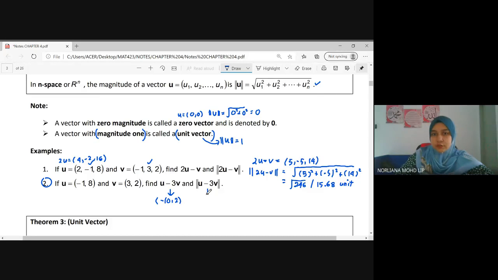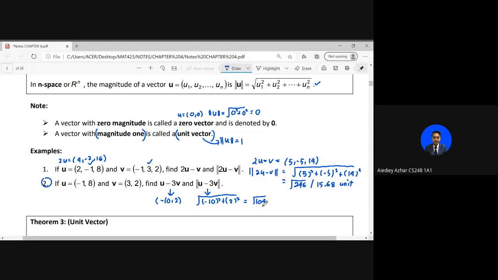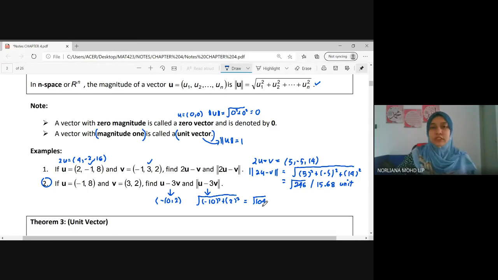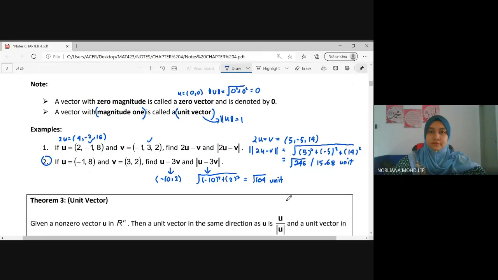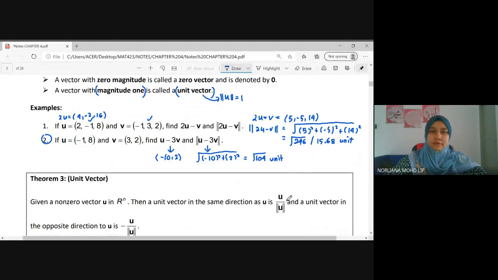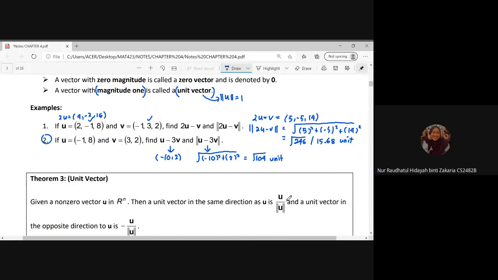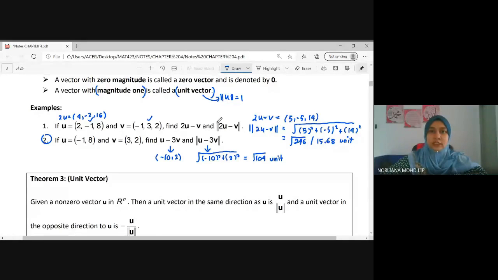Okay, and then find the magnitude. So the magnitude equals the square root of 10 squared plus 4 plus 2 squared. We get the square root of 104 units. Okay, any questions about the magnitude of a vector? No? Understood? You have to remember this magnitude symbol.